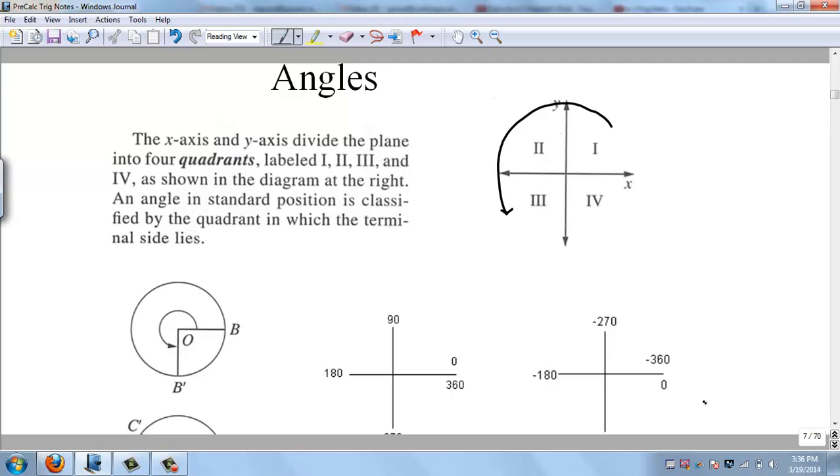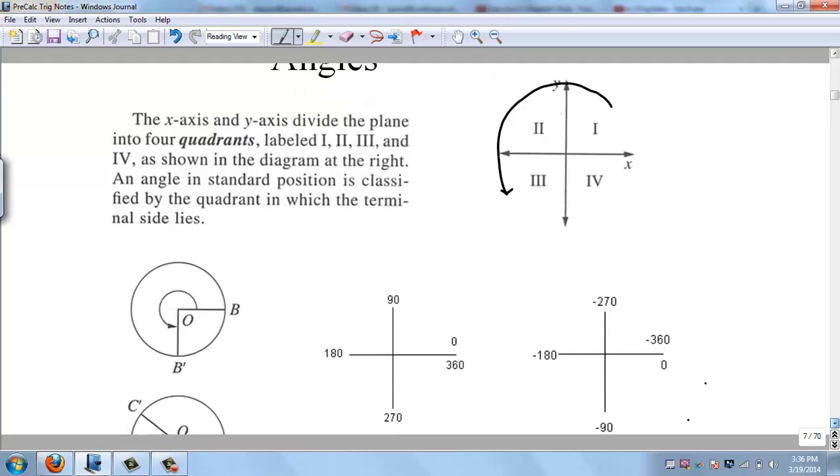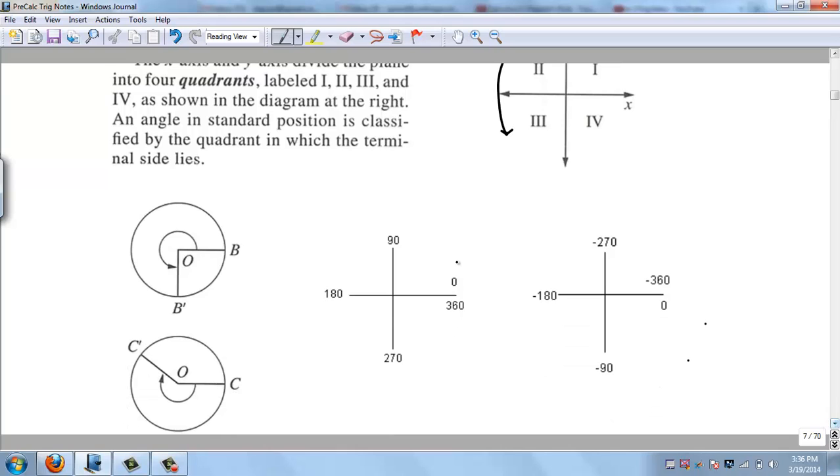The other thing I wanted you to see is when we look at the angles and how they're shown, if you go in a counterclockwise method, all the angles are positive. So this is 0, 90, 180. So this is counterclockwise, and that means the angles are considered positive angles in this direction.